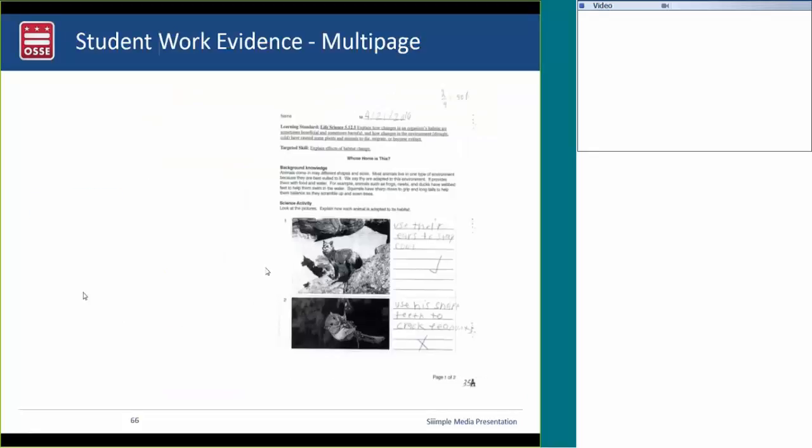This one is a two-page presentation. So let me see if I can get. So what they have here is these pictures. The student can do some writing. Let me see if I can make it any bigger.